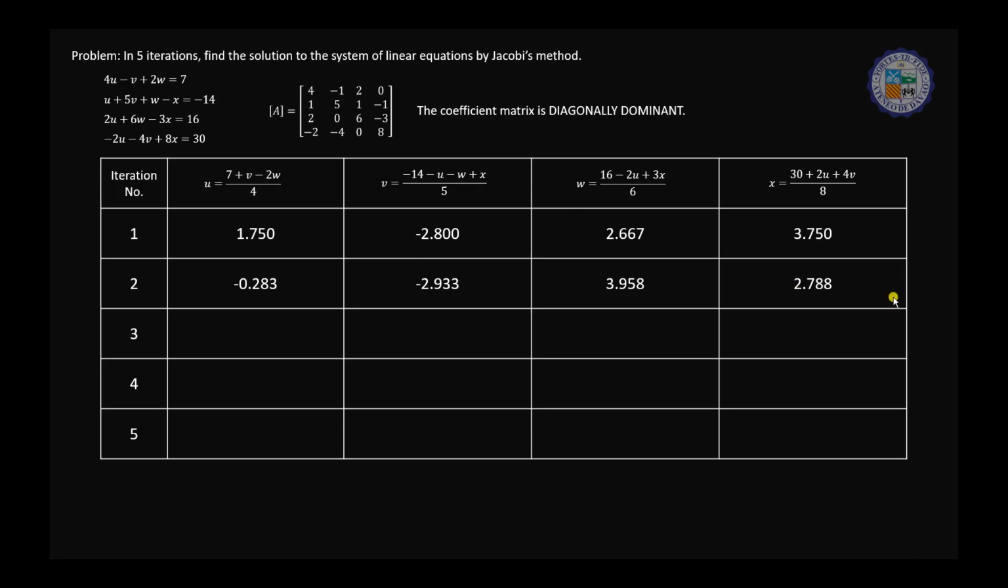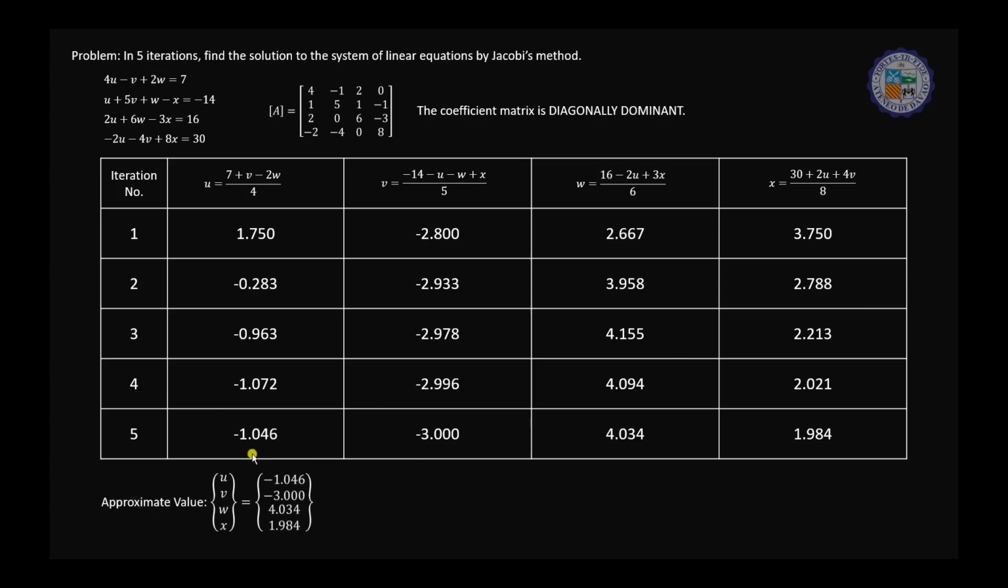If we continue the iteration process, we find that in 5 iterations we were able to arrive at this solution. The approximate values of u, v, w, and x are negative 1.046, negative 3, 4.034, and 1.984 respectively. The true values are negative 1, negative 3, 4, and 2, giving us relative errors of 4.6%, 0%, 0.85%, and 0.8% for u, v, w, and x respectively.